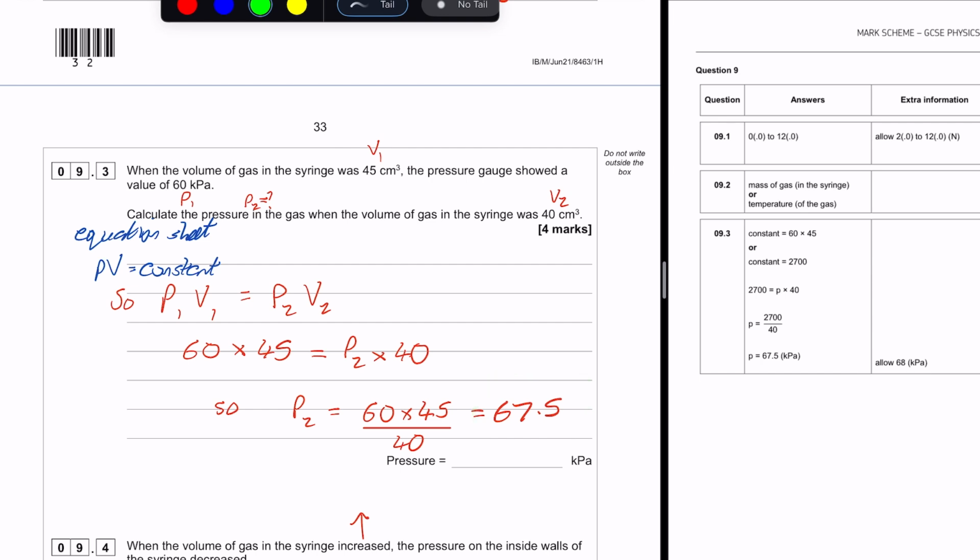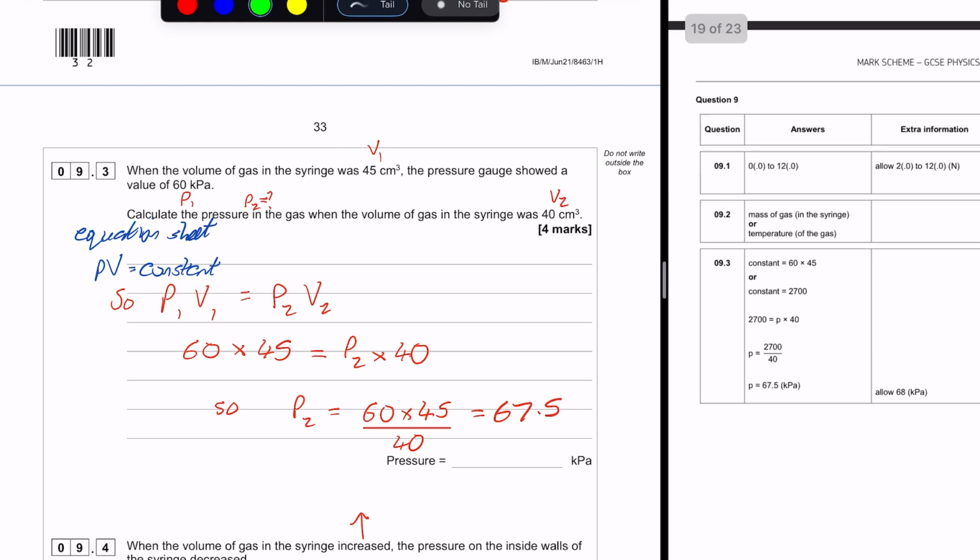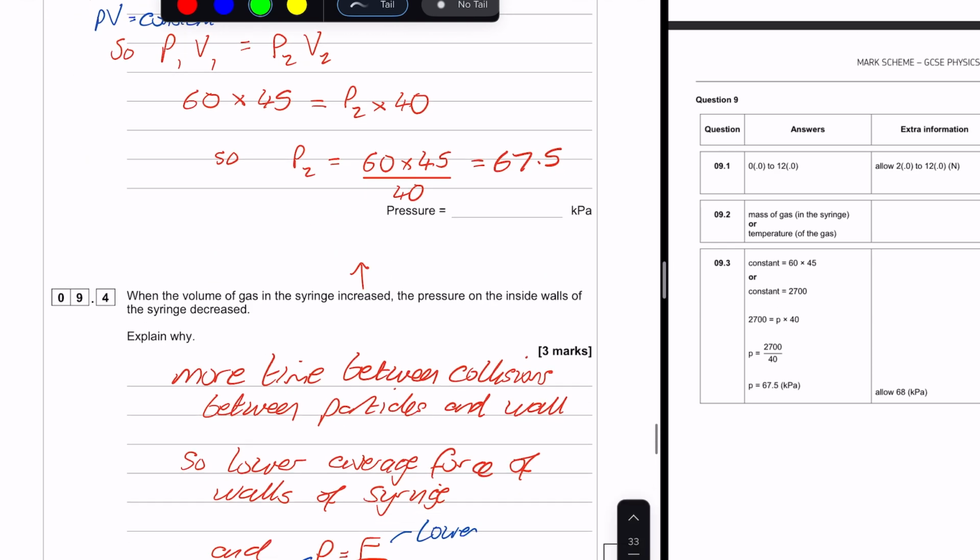So that looks complicated, but once you've remembered that this on the equation sheet means that, then you're fine. Or like the mark scheme says over here, you can just put constant equals 60 times 45, or constant is 2,700, and then 2,700, which is what those numbers are, equals P times 40. So if you look over on the right-hand side, you'll see the mark scheme there.